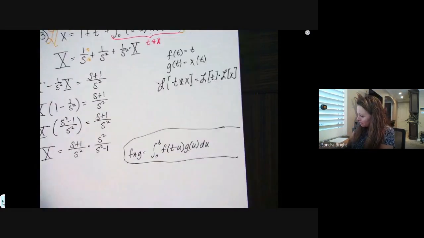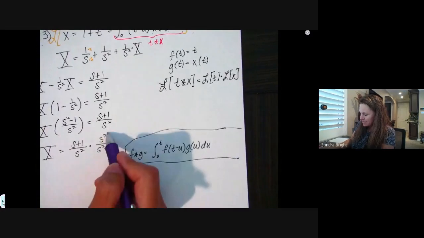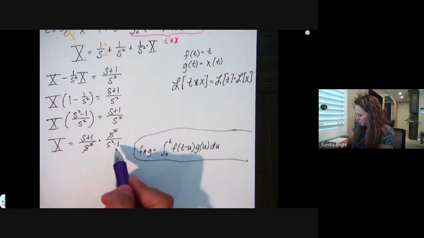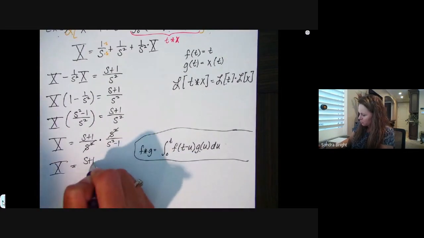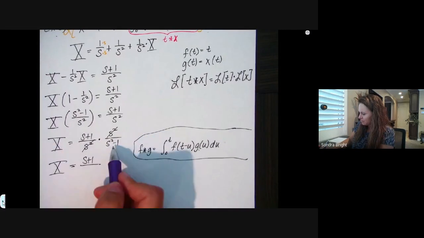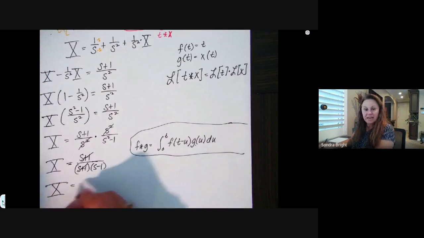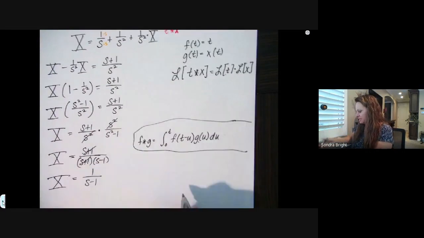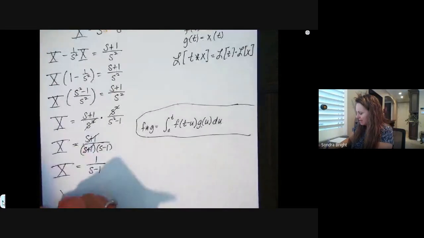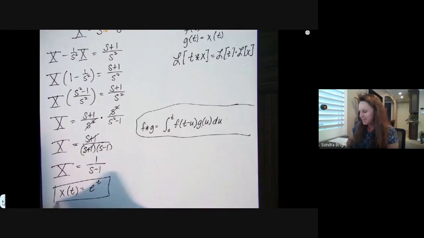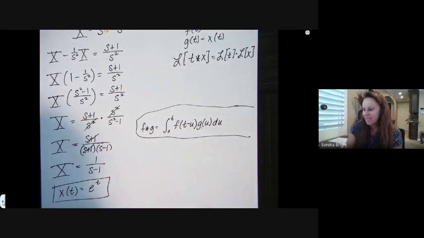Oh, well, that's nice. Those guys cancel. And s squared minus 1 is s plus 1 times s minus 1. Bye-bye. So capital X is 1 over s minus 1. And if capital X, the Laplace transform of your little x, is this guy, then little x is e to the t. Nice. Okay. That is it for section 5.